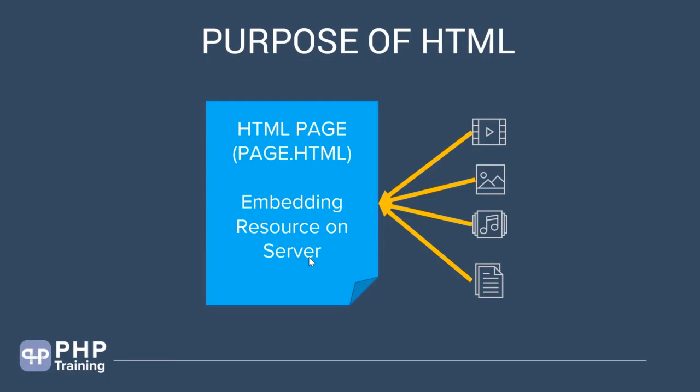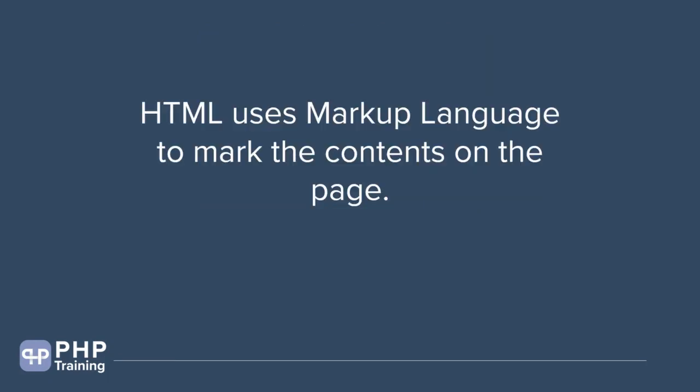When you create an HTML page and write HTML code in it, that code can be used to display the content from the server onto the client machine. Well, HTML uses a markup language, and you can use the markup language to mark the content on the page. For example, if you want to display an image, you mark that image as an image using the markup language, and you say, here I want to display an image.